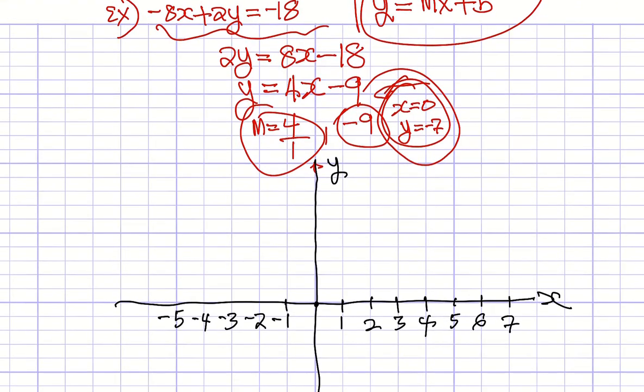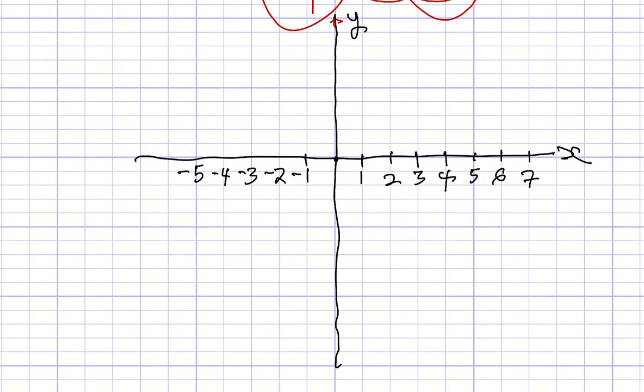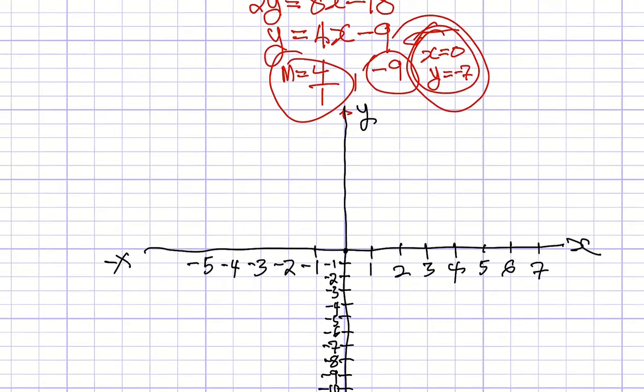Let me see. Yeah. So we're gonna put 1 here, 2, 3, 4, 5, 6, 7, 8, 9, 10. So this is negative 1, negative 2, negative 3, negative 4, negative 5, 6, 7, 8, 9, negative 10. See right there. So this is negative y-axis, and this is negative x-axis. So that's basically all we need.